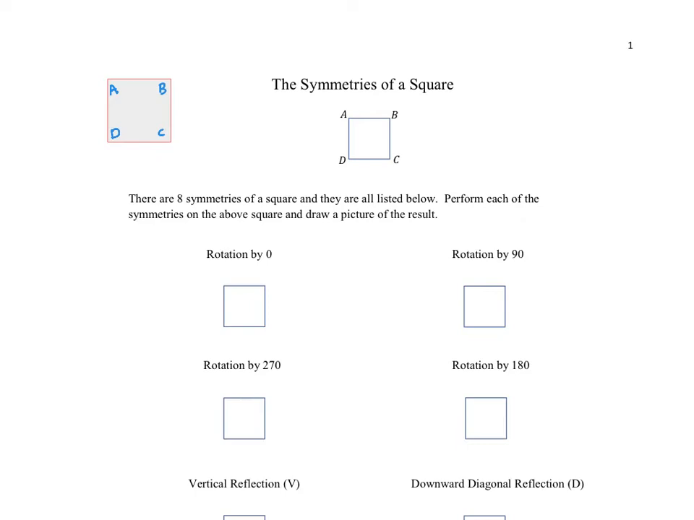So for example, if we take this square and we pick it up and we flip it over this vertical line of symmetry, we would get something that looks like that. So maybe this is the front side and that's the back side of your piece of paper after you flip it over that vertical line. So it turns out there's 8 different ways that we can perform this symmetry.